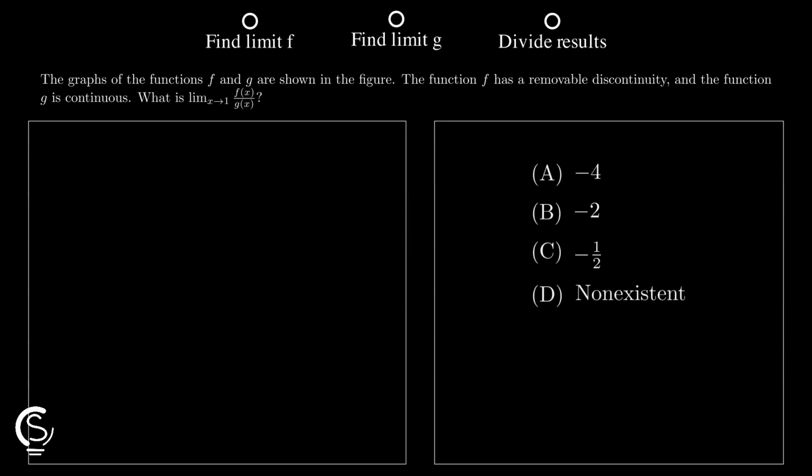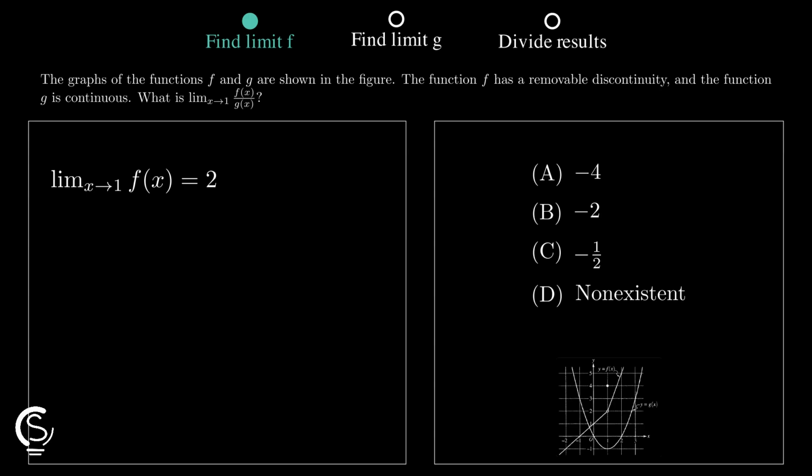First, look at the graph of f. Even though there's a hole at x equals 1, the function approaches the y value of 2 from both sides, so the limit is 2.